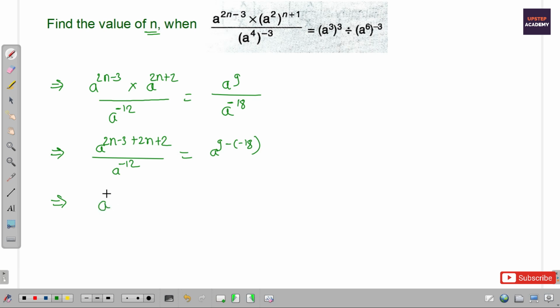So a to the power twice n plus twice n will become 4n, this minus 3 plus 2 will become minus 1, divided by a to the power minus 12, will be equal to a to the power 9 plus 18, which will be 27. In the next step, as the base is the same, we can just subtract the powers. A to the power 4n minus 1 minus minus 12 equals a to the power 27.